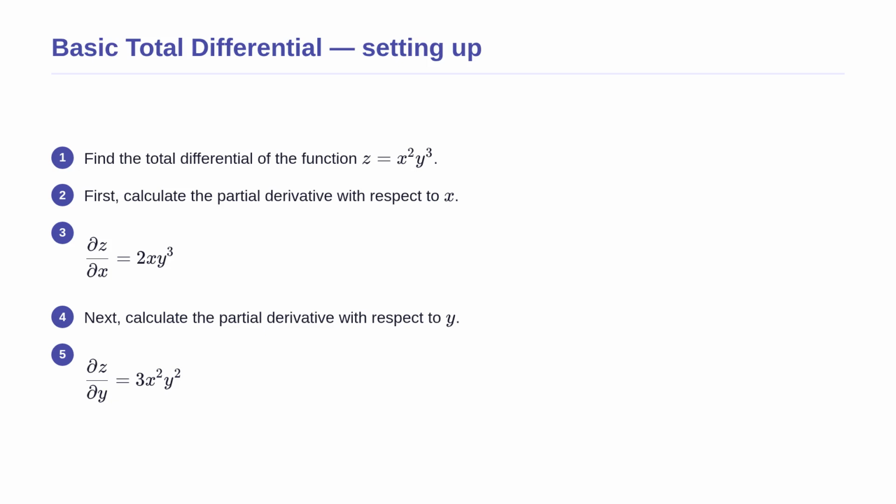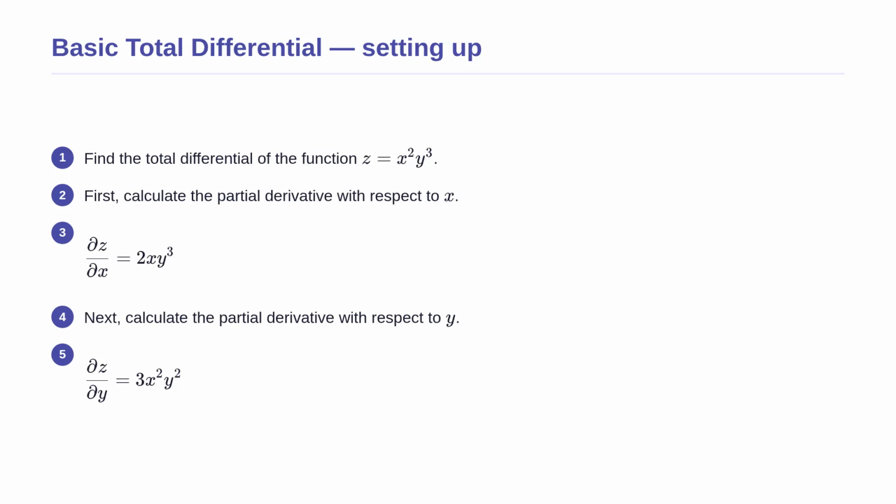Before we move on to real-world applications, let us see this with a concrete mathematical example. We want to find the total differential of the function z equals x squared times y cubed. To do this, we need to look at how the function reacts to changes in each variable independently.